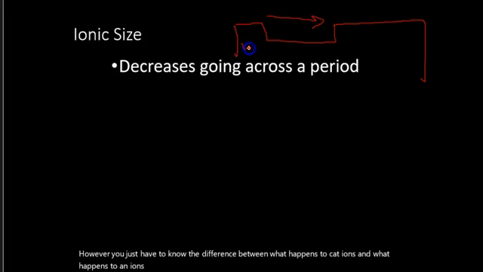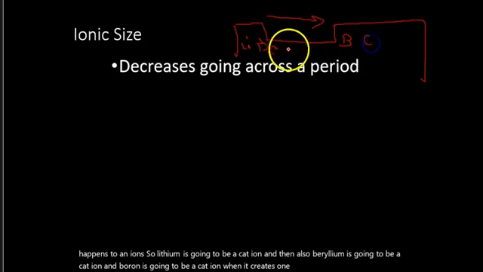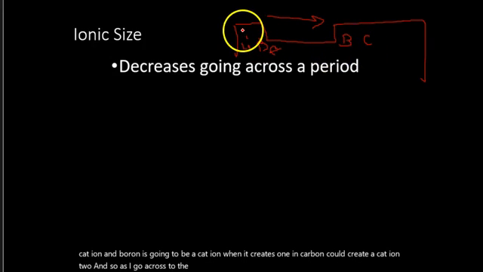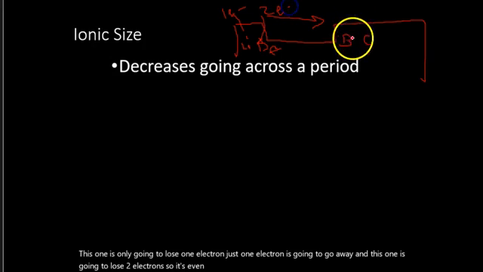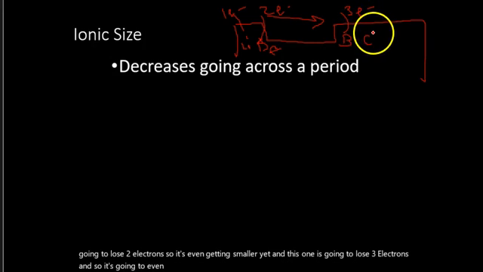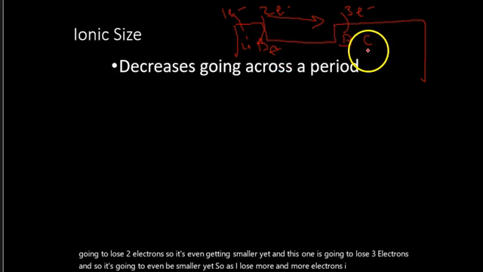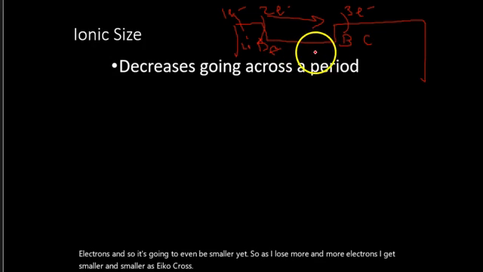So lithium is going to be a cation, and beryllium is going to be a cation, and boron is going to be a cation when it creates one, and carbon could create a cation too. As I go across to the right, this one's only going to lose one electron. Just one electron is going to go away. This one's going to lose 2 electrons, so it's getting even smaller. And this one's going to lose 3 electrons, so it's going to be even smaller yet. So as I lose more and more electrons, I get smaller and smaller as I go across in my cations.